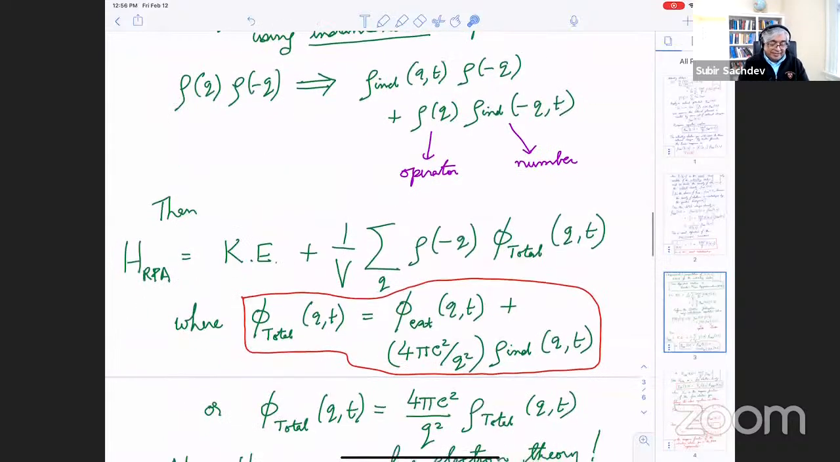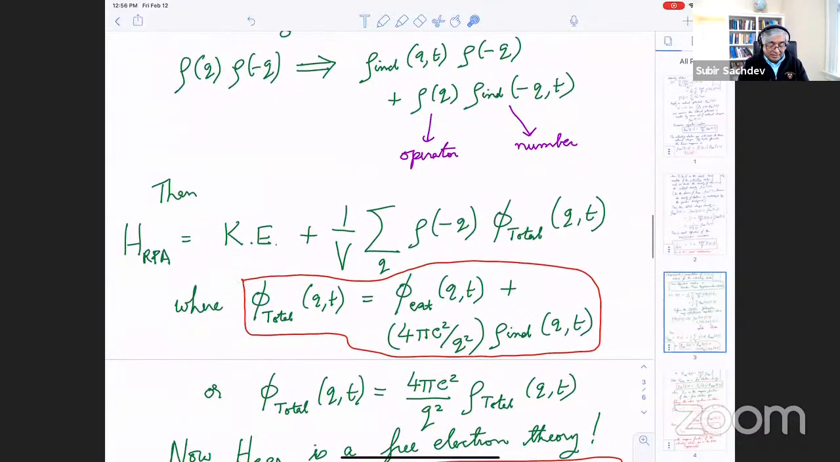And so now I finally get a very simple Hamiltonian called H_RPA, which has the usual kinetic energy, and then the charge density of my electrons, which is a quadratic operator, just C dagger C, coupled to some total potential, phi total. What is phi total? Well, it's the external potential that you applied plus the induced charge density times 4 pi e squared over q squared. Okay, so this is the key point.